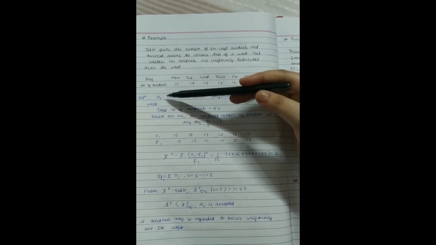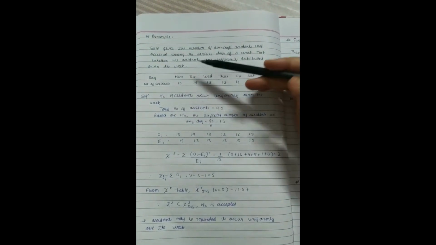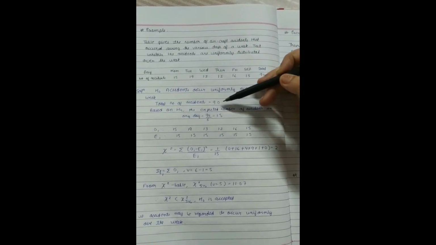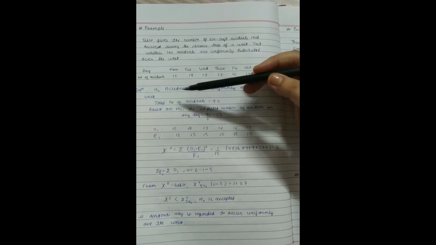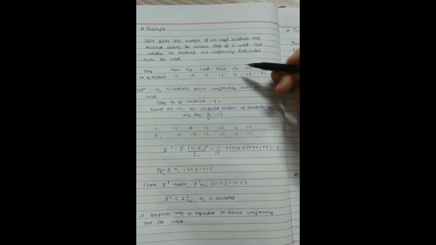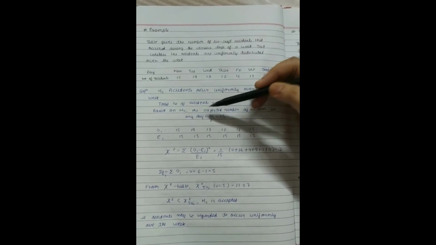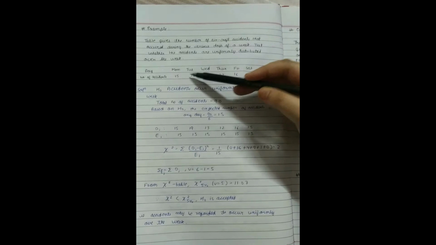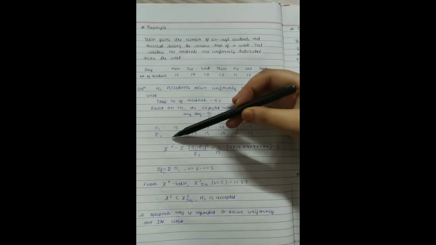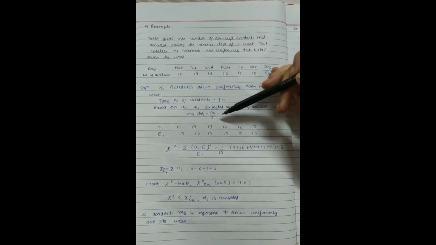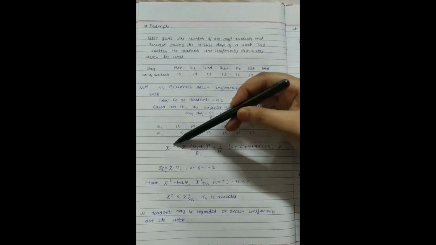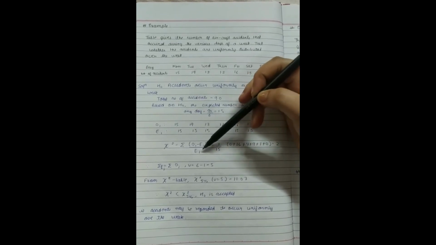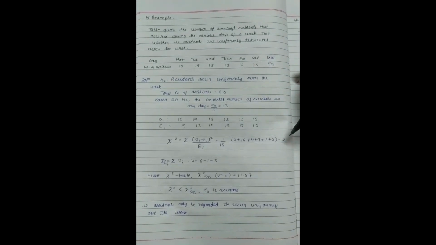We have assumed H naught, that is the null hypothesis, to be that the accidents occur uniformly over the week and the total number of accidents is 90. If it occurs uniformly over the week, that is for the 6 days, then the expected frequency would be 90 by 6, that is 15. Observed frequencies have already been given and expected frequency is 15, which we have calculated. So chi-square has been calculated from the formula, that is summation of Oi minus Ei whole square divided by Ei. So it comes out to be 2.